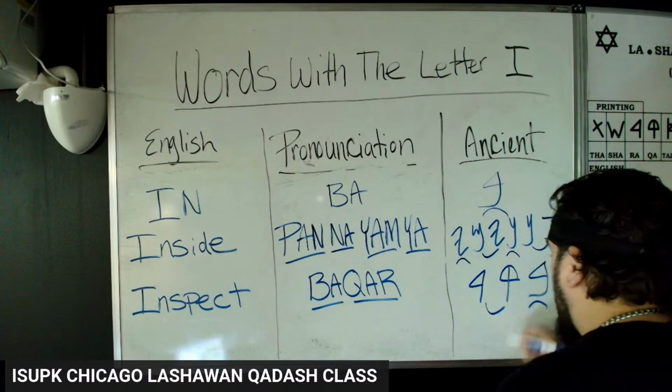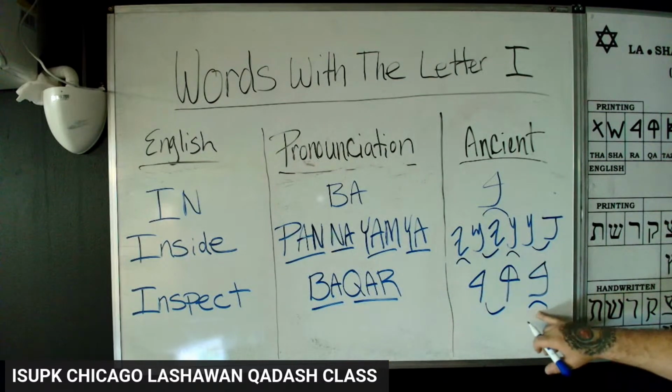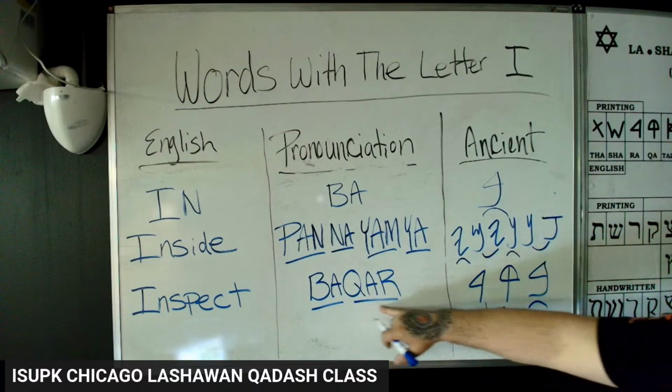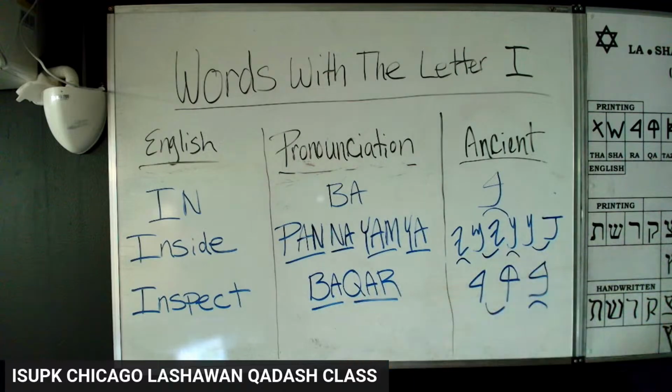Ba. Quar. Ba. The full letter. Quar. You got qua and ra connected together, with the connector connecting them both. Ba. Quar.